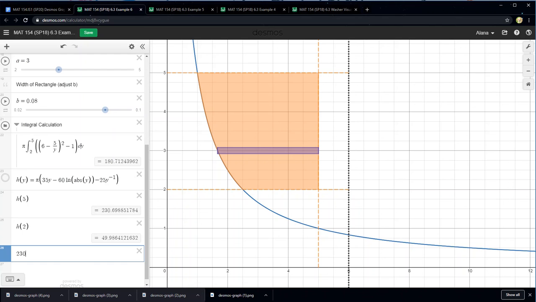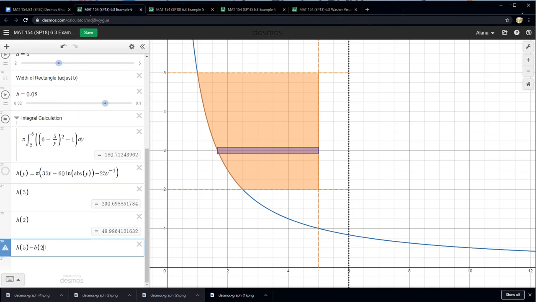There we go. So I can find each of these values and then just subtract them. Why don't I just do it this way? h of 5 minus h of 2. And I'll tell you whether or not my integration is correct, because it should match the integral that I found above. And it does. It's 180.712. Hooray!